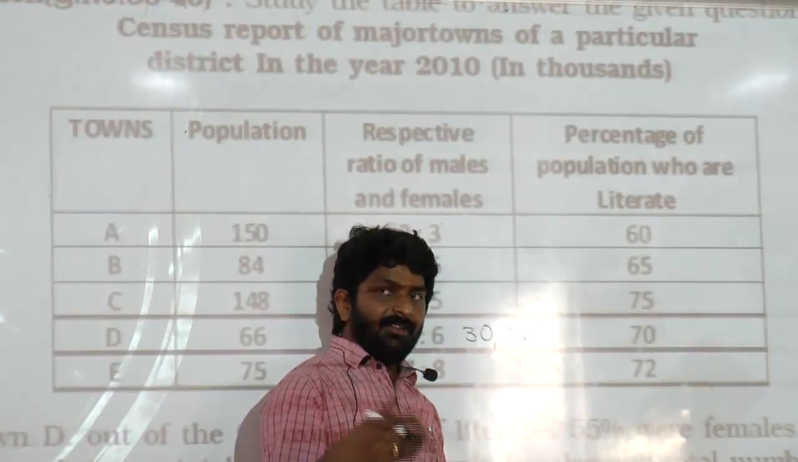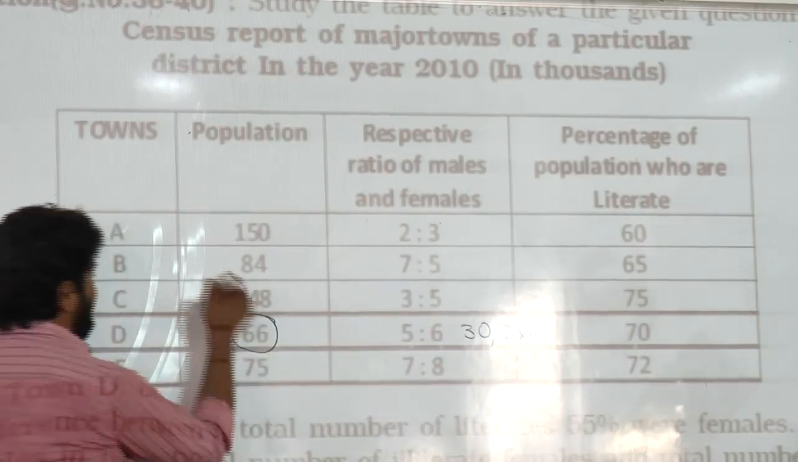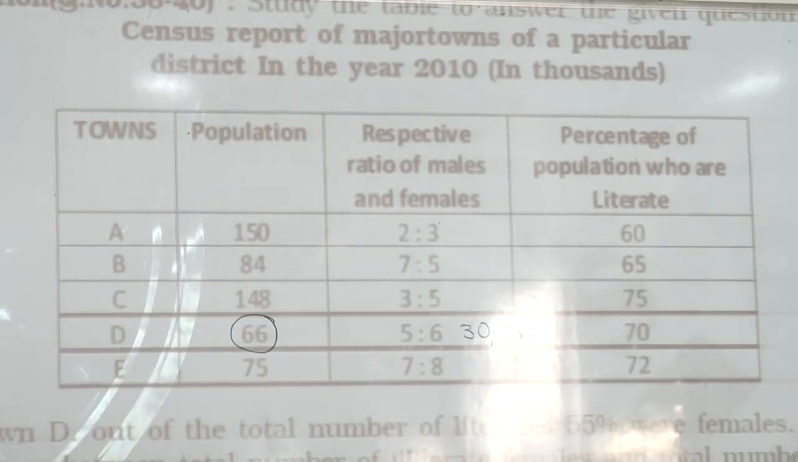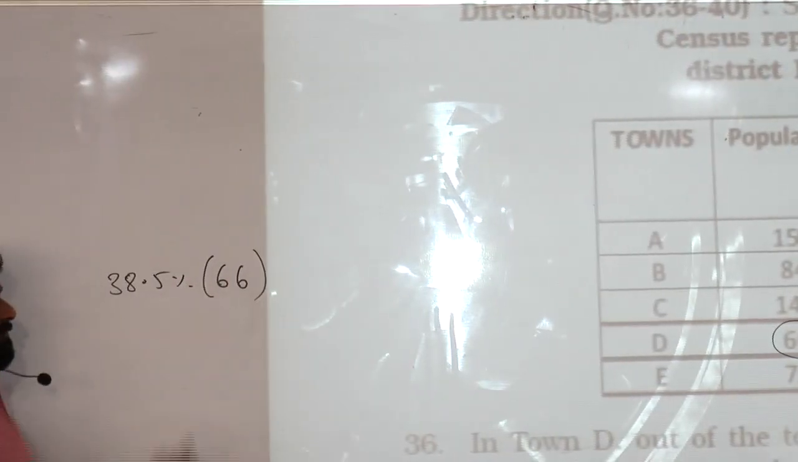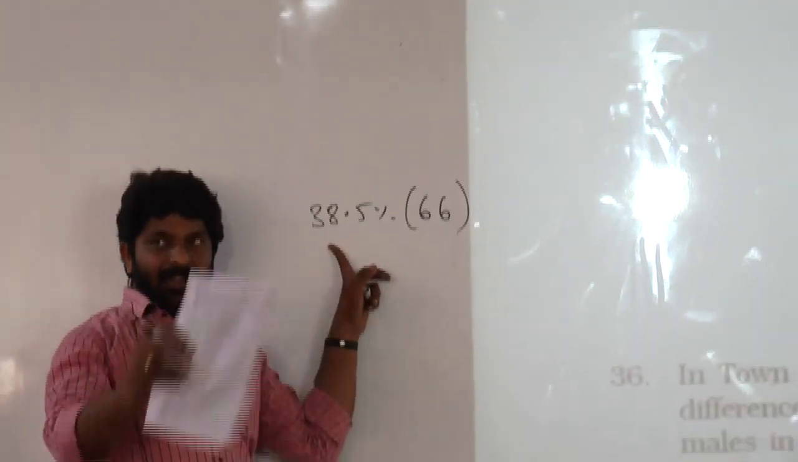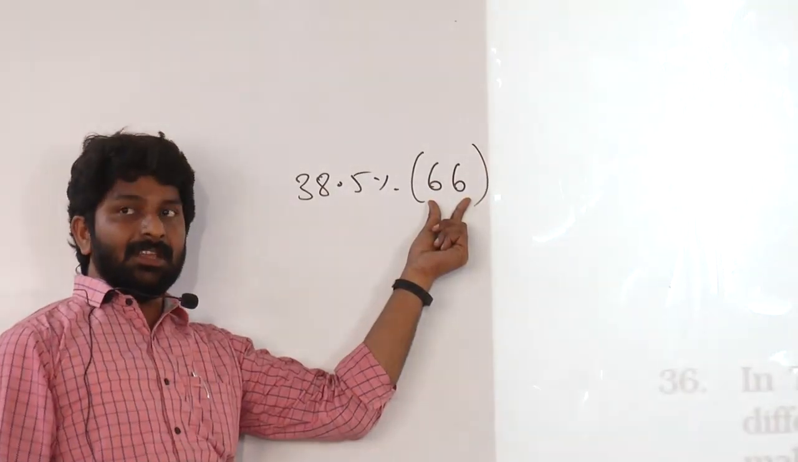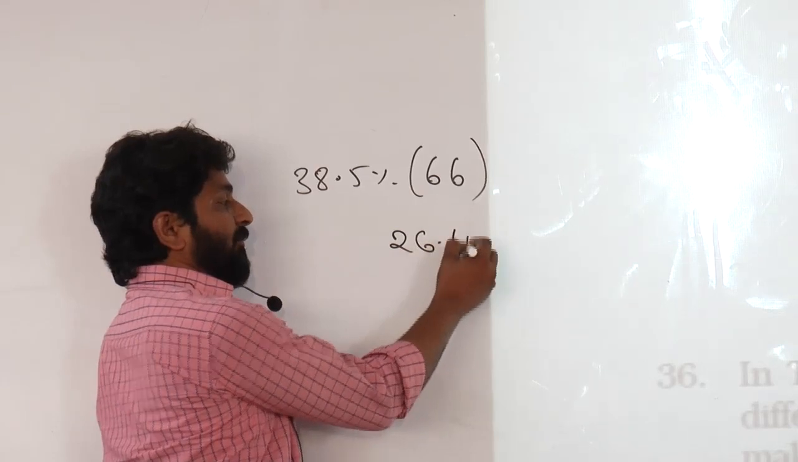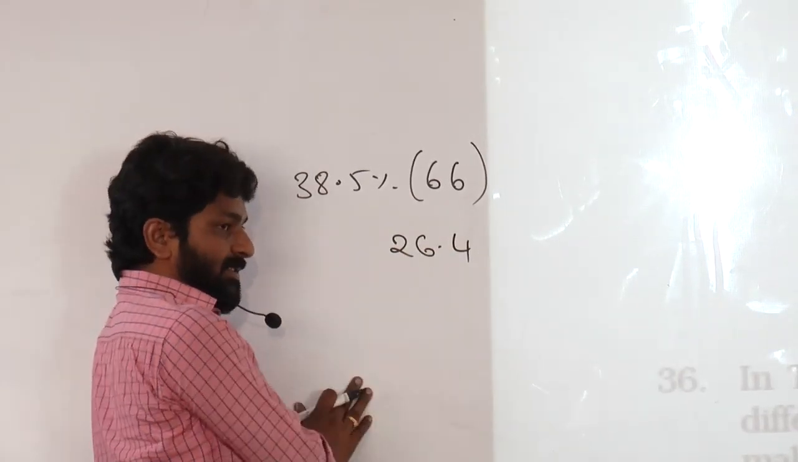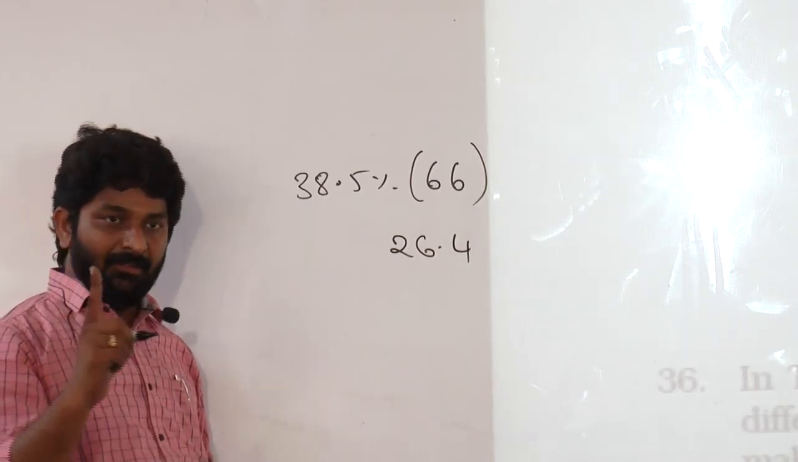3.5. 35 plus 3.5? 38.5. So you need to calculate 38.5% of 66. How will you get this? 40% minus 1.5%. 10% is 6.6. Double, 13.2. Again double, 26.4. This is 40%. But you need to have 38.5% only, so you need to subtract 1.5%.